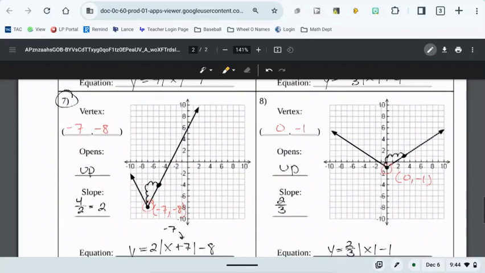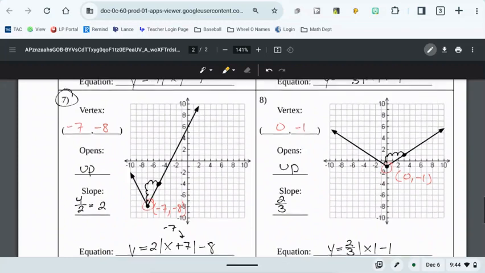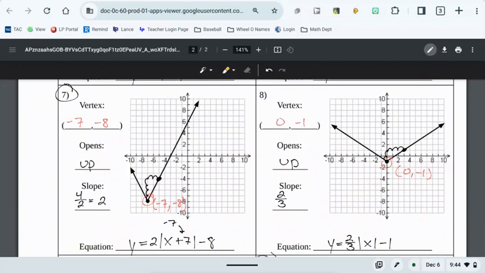All right, number 8. Again, our vertex is on the y-axis, so we go (0, -1). It's up this time, so it's going to be a positive slope, and I got +2/3. We count up 2 to the right 3, and we land on a nice point. Then we write our equation, so slope is 2/3, so that goes first, times the absolute value of x, and nothing else goes on the inside, because again, our x value for our vertex is 0, and then -1 just stays as is on the outside of our absolute value.